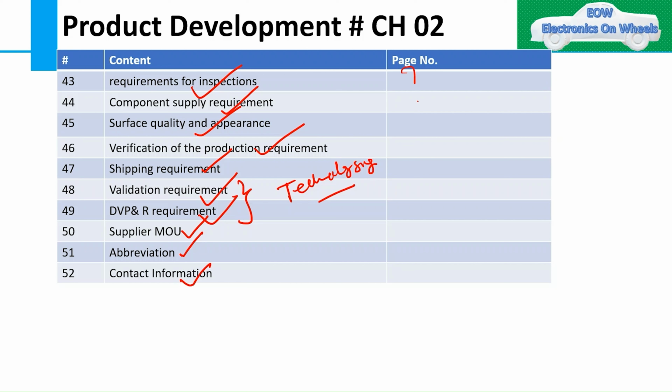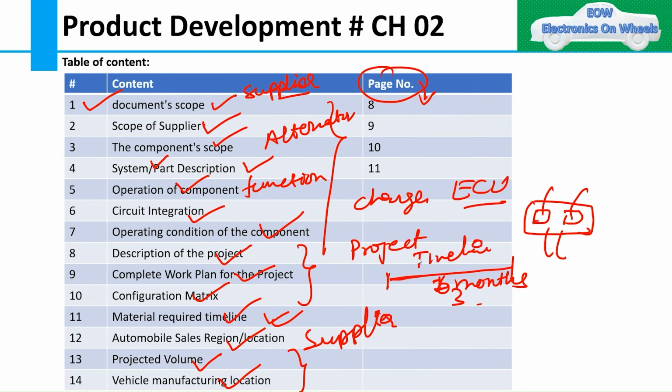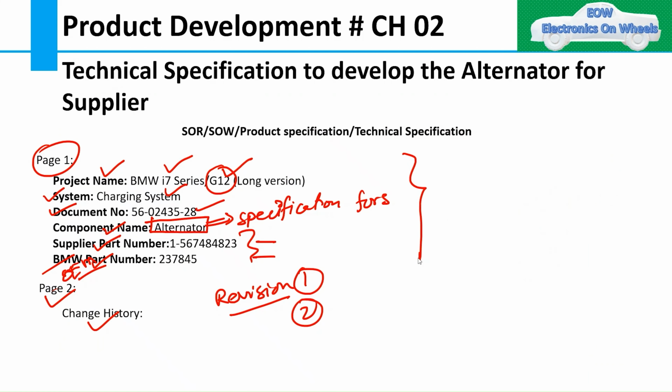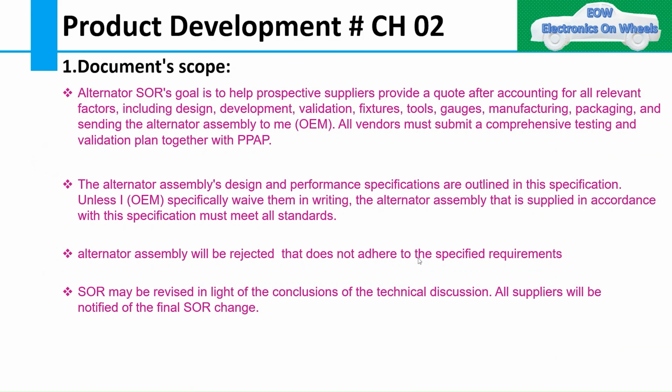So this is the overall component document where you are telling the supplier that these are the things I need to take care of in the development of this alternator. I hope you got what we are trying to say here. If you still have some confusion, once we go further, you will come to know. This is just chapter 2. We will discuss all these points in detail.